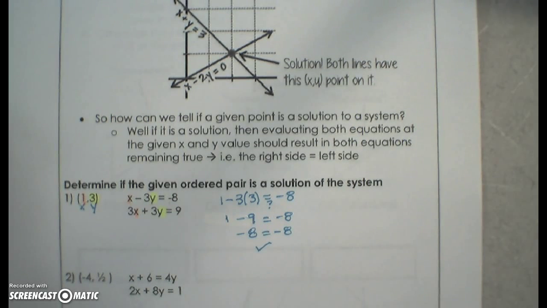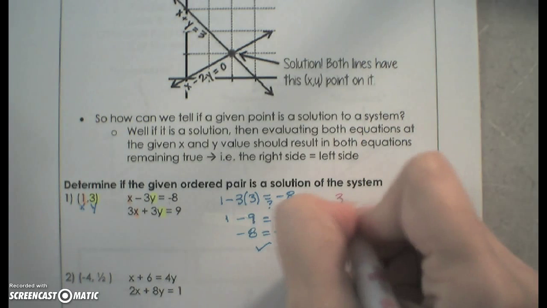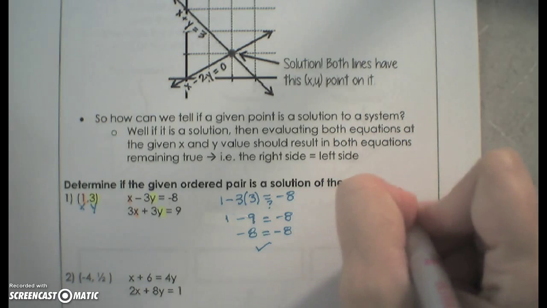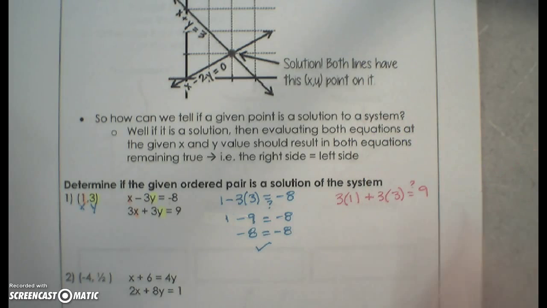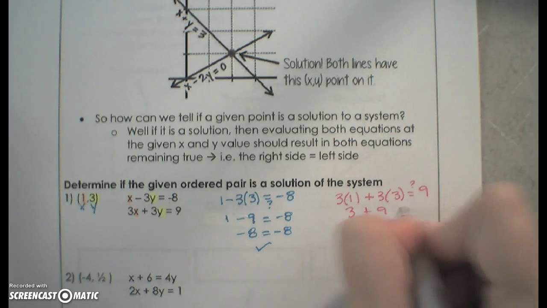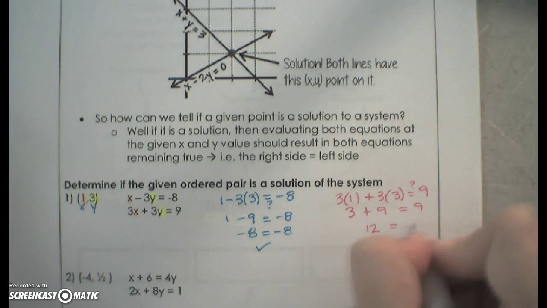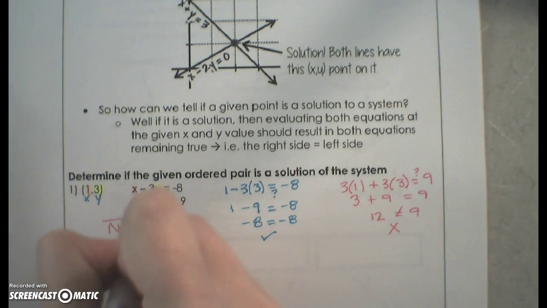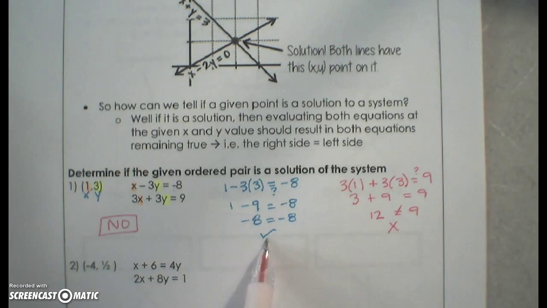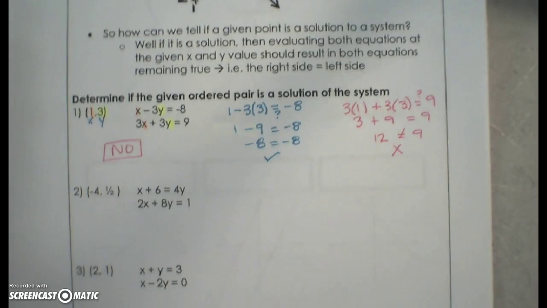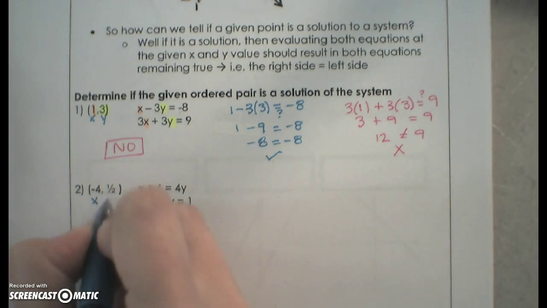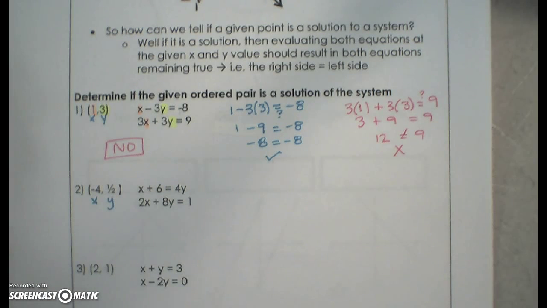Now let's try it in the second one. So we have 3 times x plus 3 times y. Does that equal 9? So 3 plus 9 is 12, and 12 does not equal 9. So no, this one is a no. And it's a no because even though it works in this one, it has to work in both for it to be a solution. So let's try another one together, and then I'll have you try the third one on your own. So x and y, and again, you can highlight if you need to.